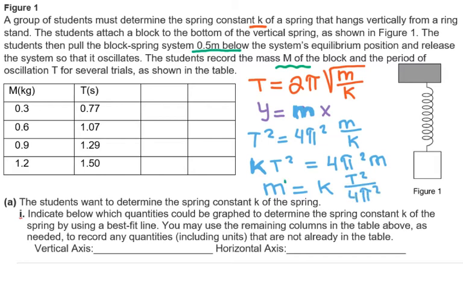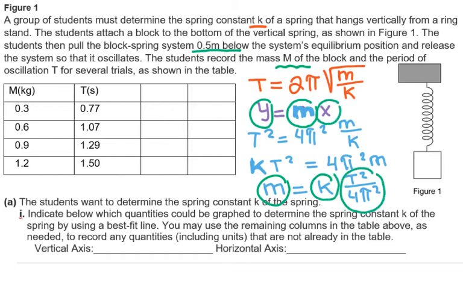This is my y. This is my slope. k is your slope, and your x-axis is T squared over 4 pi squared. So what I need here is T squared over 4 pi squared. I'm going to fill in these values, and then I'm going to start graphing.